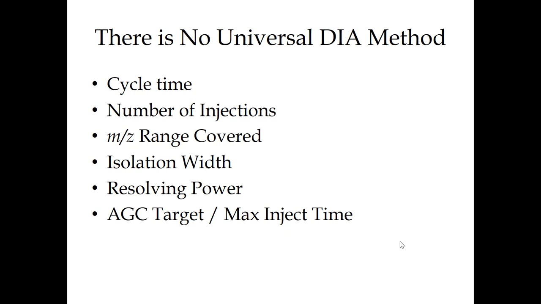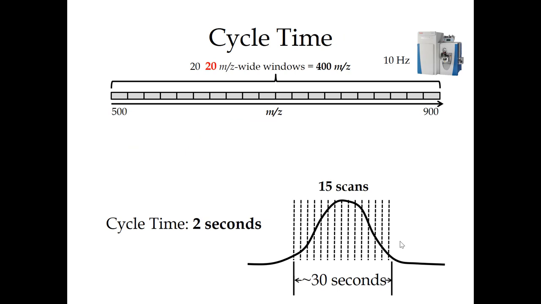The parameters I want to talk about in particular that are really meaningful are cycle time, the number of injections, so the number of LC-MS/MS runs you're going to do per sample, the mass-to-charge range that you cover in your DIA method, the isolation width, which I know we talked about a lot, the resolving power or resolution of your acquisition, and the AGC target or maximum inject time. This is Orbitrap specific, but on a TOF this would be dwell time or signal averaging time.